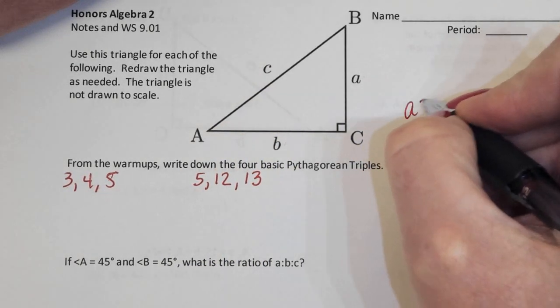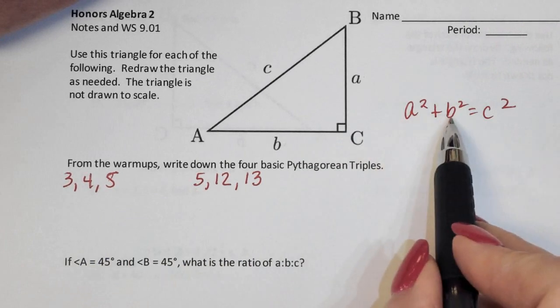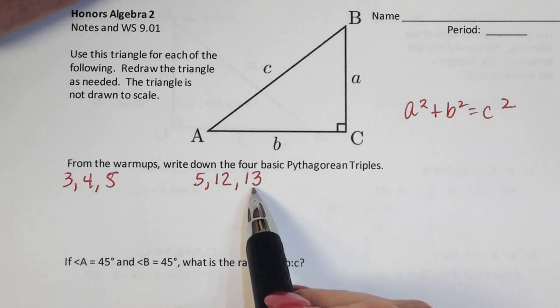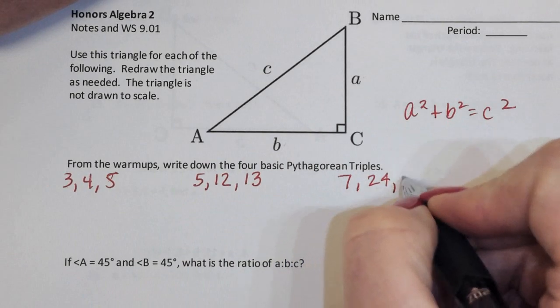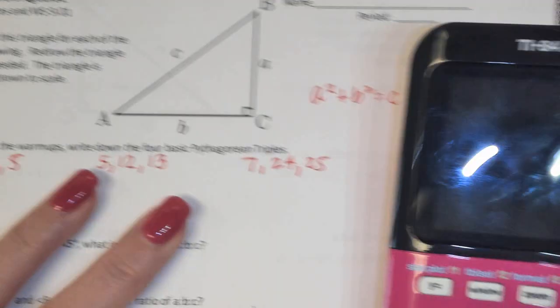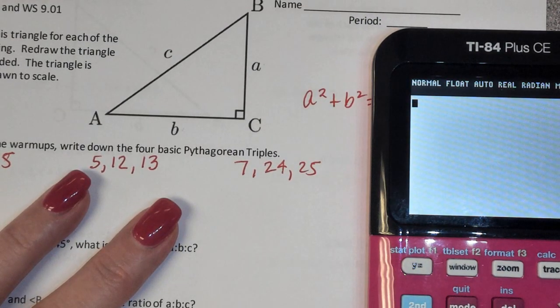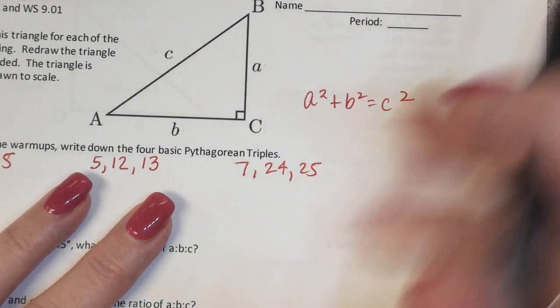Of course, we know the Pythagorean theorem is a squared plus b squared equals c squared. If you plug in 5, 12, 25 plus 144 is 169, and 13 squared is also going to be 169, so that's showing that that works. The next one we have is 7, 24, 25. This one you could check out if you wanted to. I'll just prove it to you real quick. 7 squared plus 24 squared gives me this, and then 25 squared is exactly the same thing. So those are going to be the next Pythagorean triple.